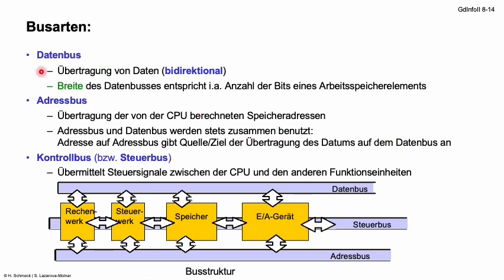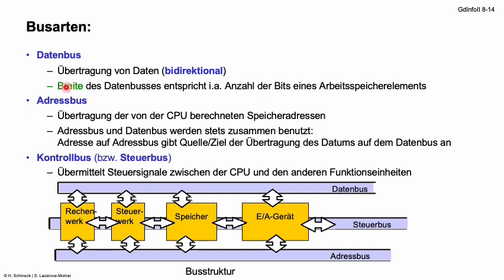So we said there are these three different types of buses. There are also other types, but these are the main ones: the data bus, the address bus, and the control bus. As their names say, the data bus is responsible for transmission of data in a bidirectional way. The width of the data bus basically corresponds to the number of bits of the memory element that is linked to it.